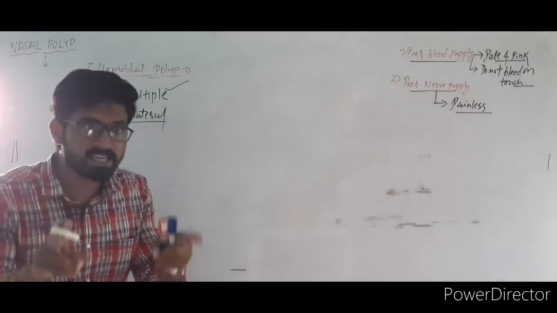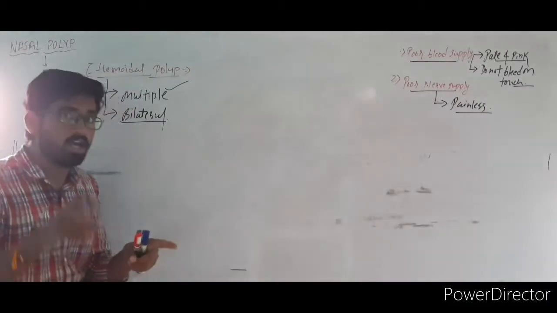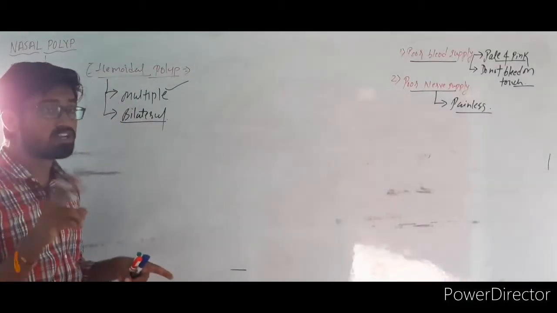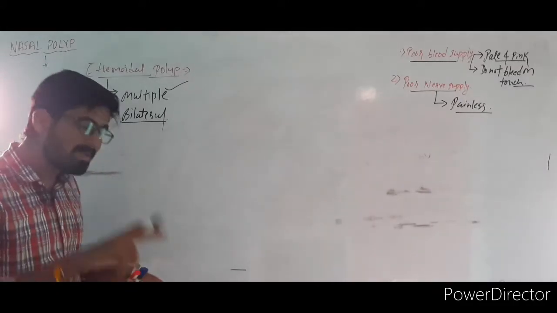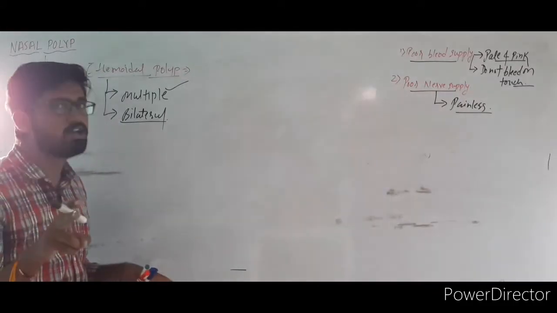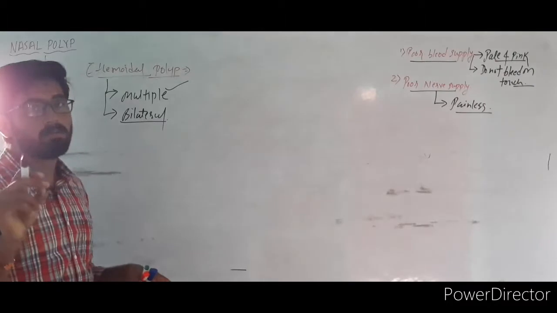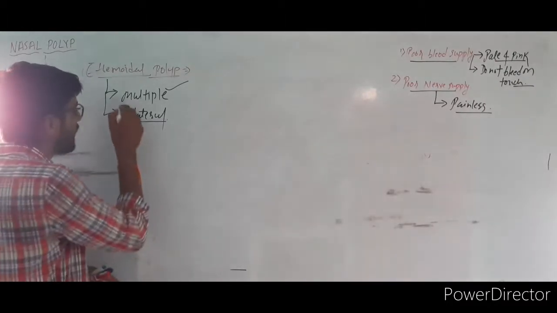The moment you think ethmoid polyp, systemic conditions should come to your mind. What can be the cause? Systemic conditions. That's why it's bilateral.